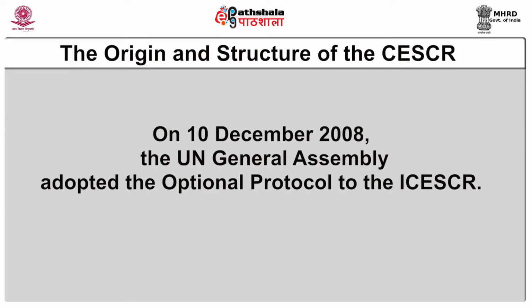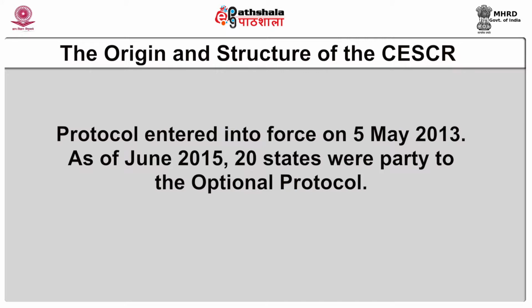The ICESCR did not originally include a mechanism to receive and adjudicate individual complaints against state parties. On 10 December 2008, the UN General Assembly adopted the optional protocol to the ICESCR. It empowers the Committee on Economic, Social and Cultural Rights to hear individual complaints. The protocol entered into force on 5th May 2013. As of June 2015, 20 states were party to the optional protocol.